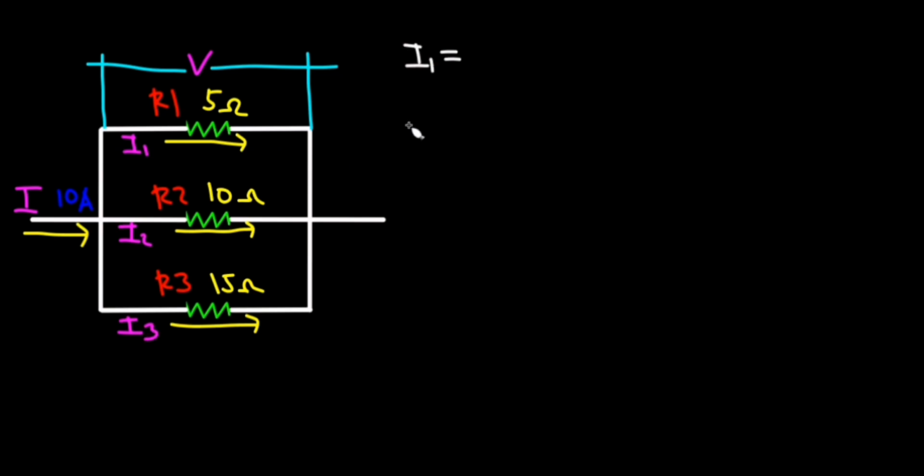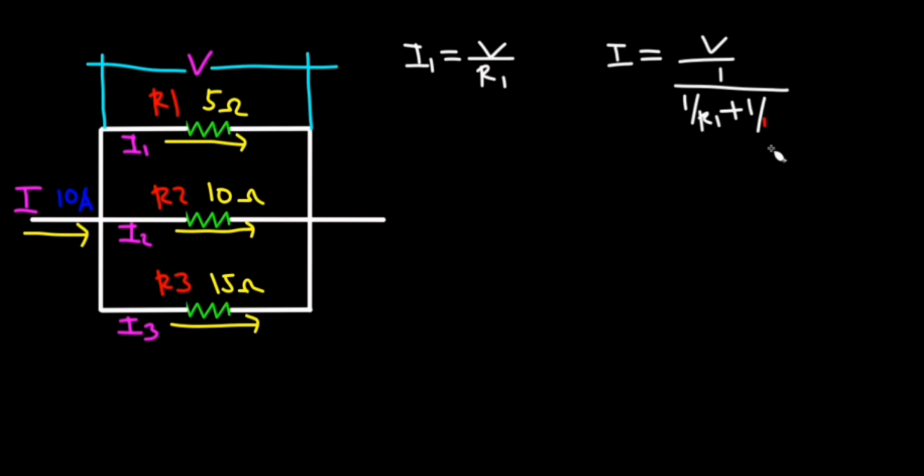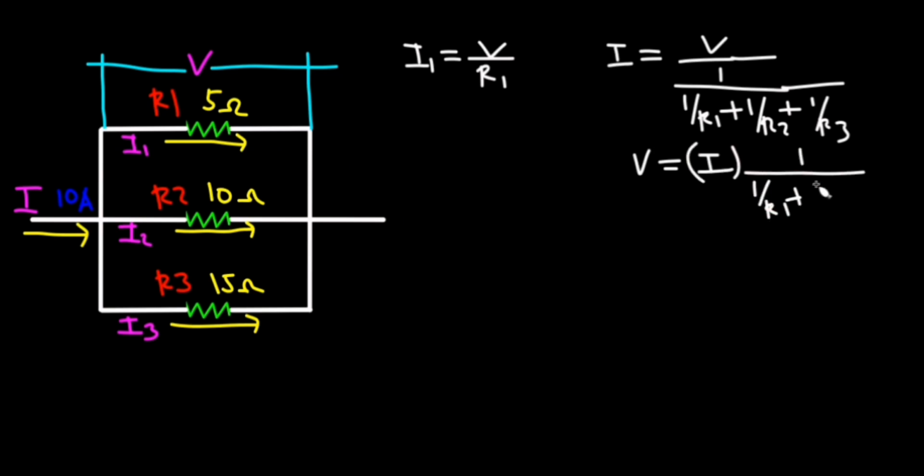To solve for I1, it is equal to V over R1. But since the given is not the voltage, but the total current, we need to know the value of V in terms of current and the total resistance. I is equal to V over R total in parallel. R total in parallel is equal to 1 over the quantity, 1 over R1, plus 1 over R2, plus 1 over R3. Multiplying the R total by I, V is equal to I times 1 over the quantity, 1 over R1, plus 1 over R2, plus 1 over R3.